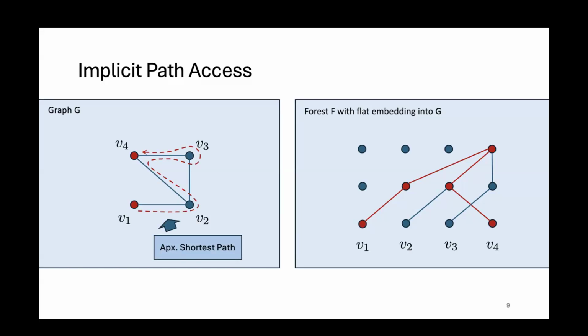So you see that if I map this path from the forest here on the right to this graph G on the left, I get this dotted line path, which is an approximate shortest path, but it's not a simple path as you see. It may loop.